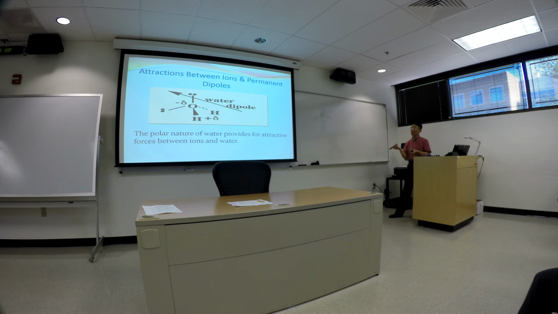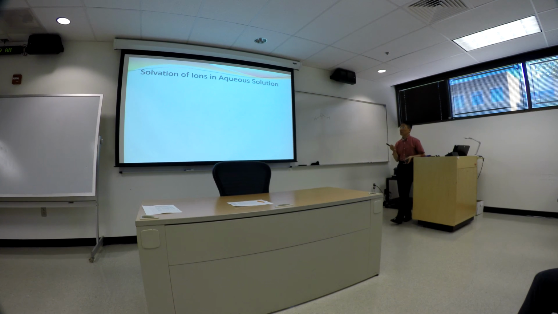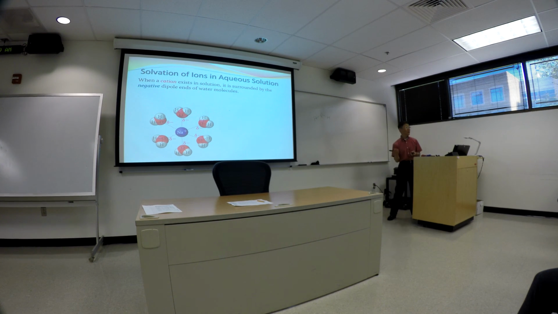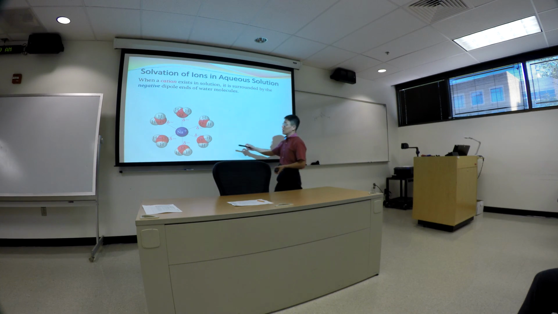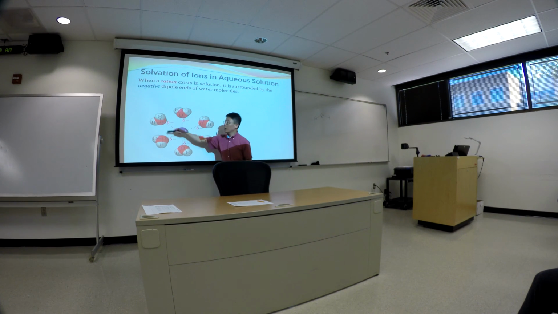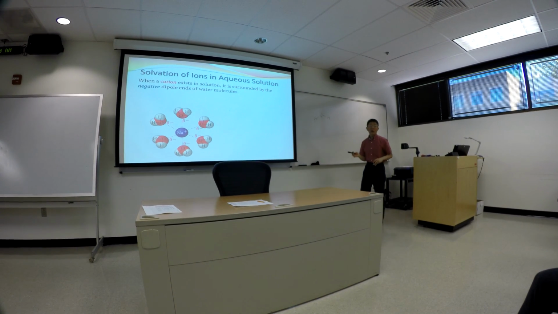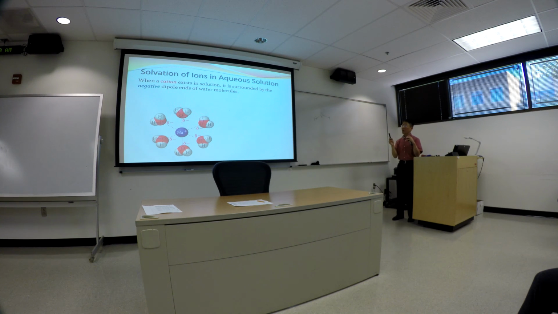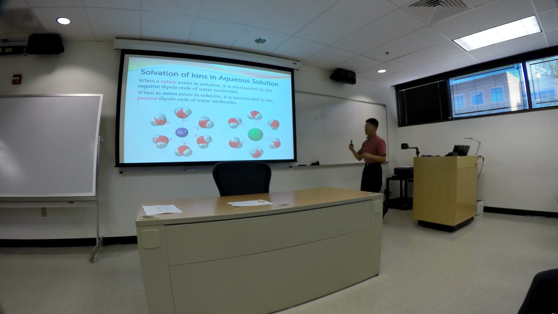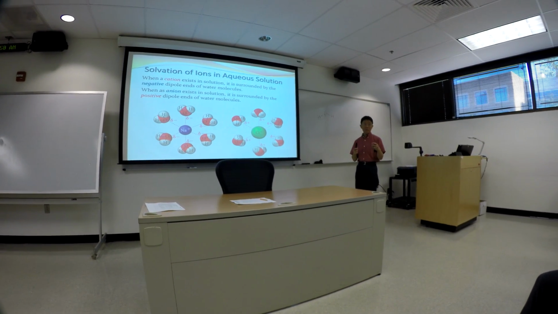So the polar nature of water provides for attractive forces between the ions and water. The term that we use is solvation, solvation of the ionic compounds in water. If you have, say, sodium chloride thrown into water, the sodium ion bears positive charge. This positive charge will be attracted to the negative end of water, so oxygen will be moving towards sodium because of those positive and negative charges. If you have a cation, a cation will be attracted to the negative end of water.